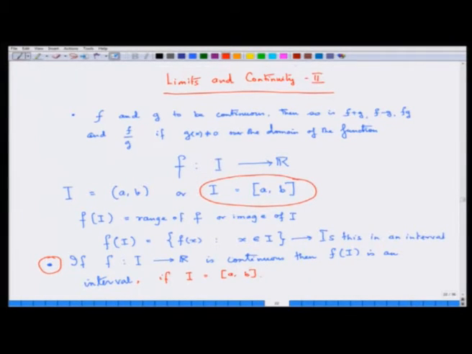Then this fact is very clear: if this is an interval, then f(I) is an interval, of course a closed interval. I want to make it more clear. So f(I) is a closed interval if I is this. This is of fundamental importance. Once that is done, we come to this.